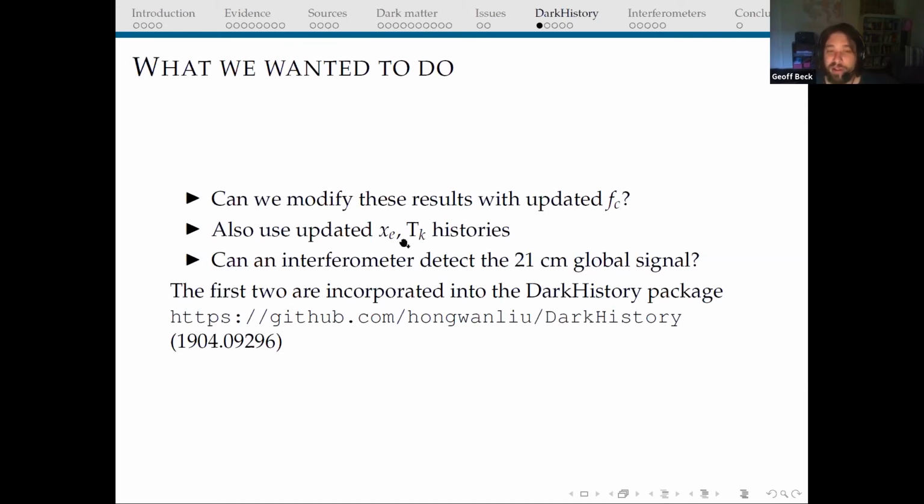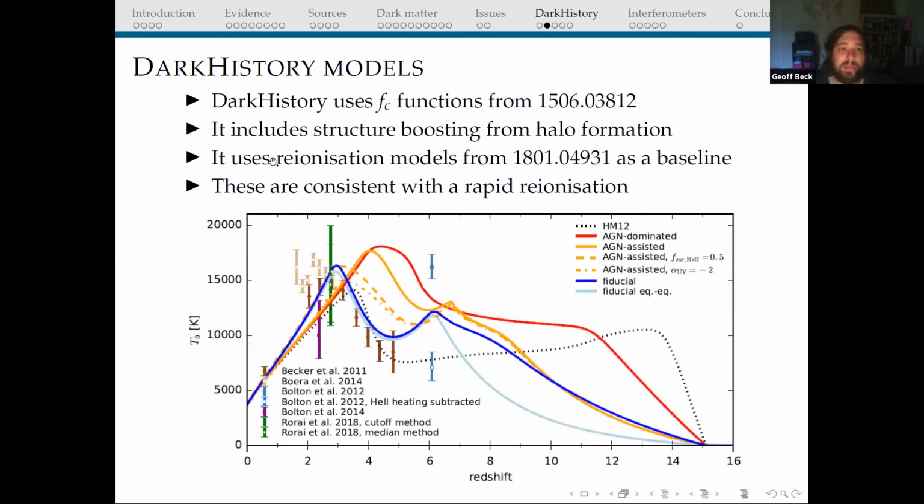So the first two points that I was interested in here were incorporated into a publicly available code package already called DarkHistory. I'm going to show you a few examples of what DarkHistory is capable of before I get into our actual results. The models DarkHistory uses are designed to be fully self-consistent with a very rapid reionization. This graph looks extremely complicated, but it shows the heating history that DarkHistory makes use of in the blue curve here. You can see it agrees quite well with most of the data points, except for these points here, which are a bit uncertain and involve some assumptions about helium heating that may or may not hold. So DarkHistory tends to do quite well against these low redshift data points.